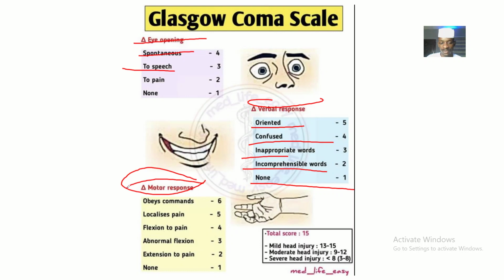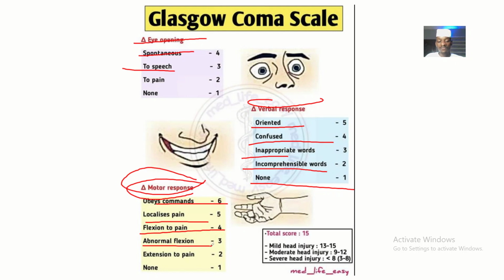How about motor response? You check if the patient can actually obey commands. Maybe tell them to walk to the door. If they can obey you, you score them 6. If they can localize pain, like maybe you tap them at a particular region and they know where you tapped them, you score them 5. If there's flexion to pain, maybe you use a patella hammer on their knee and you see they are flexing their leg due to pain, you score them 4.